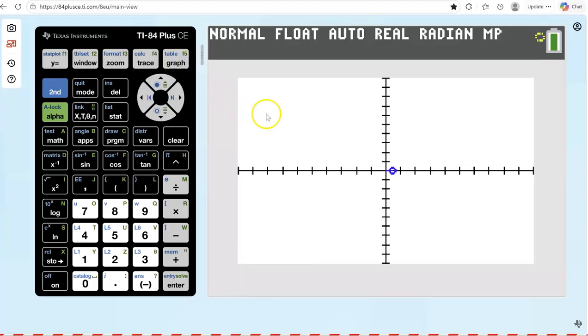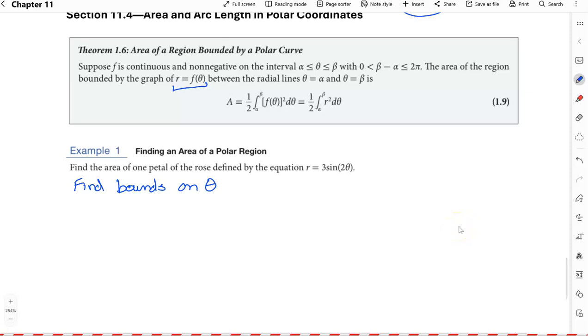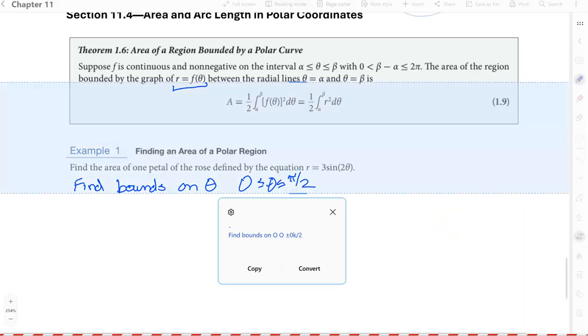So if I hit graph, now you can see how it's moving along. So it's moving in a counterclockwise direction. And going from 0 to pi over 2 is only going to trace that petal one time. We do not want to trace it more than one time if we're looking for area. So that's going to be from 0 to 2 pi. Just kidding, pi over 2 is what we said. Pi over 2. So then let's set up and integrate.